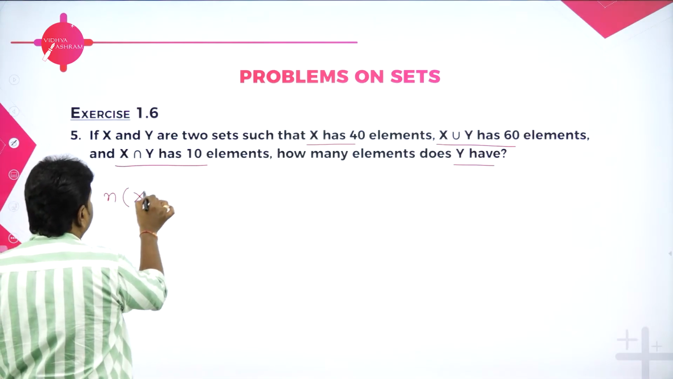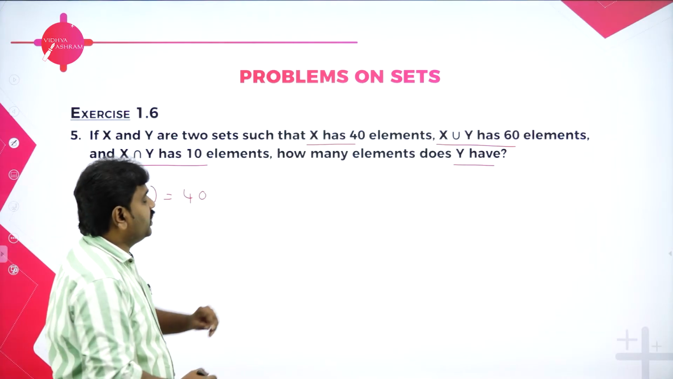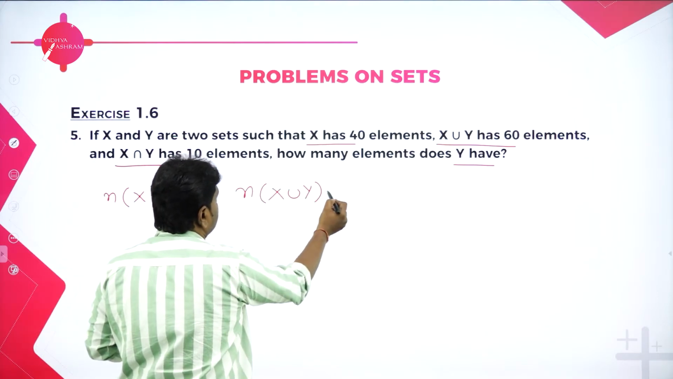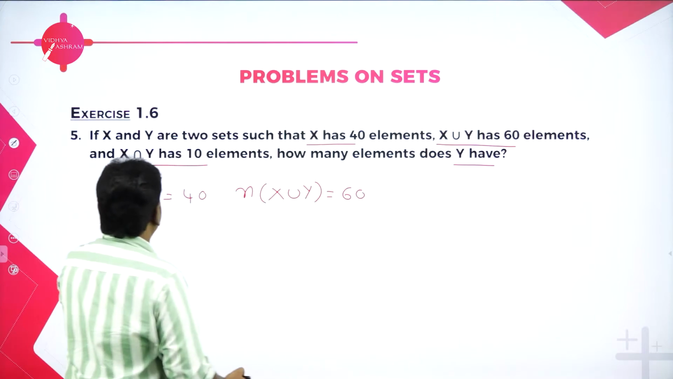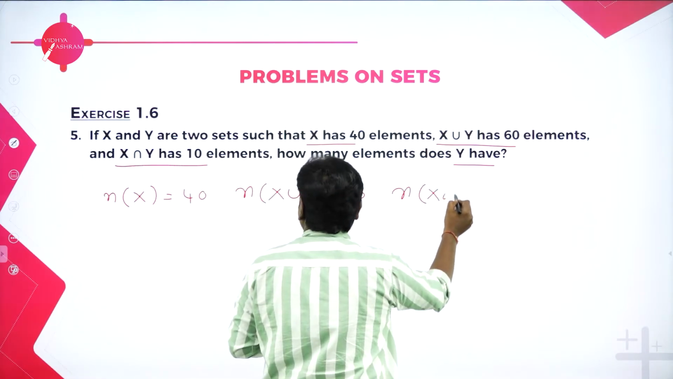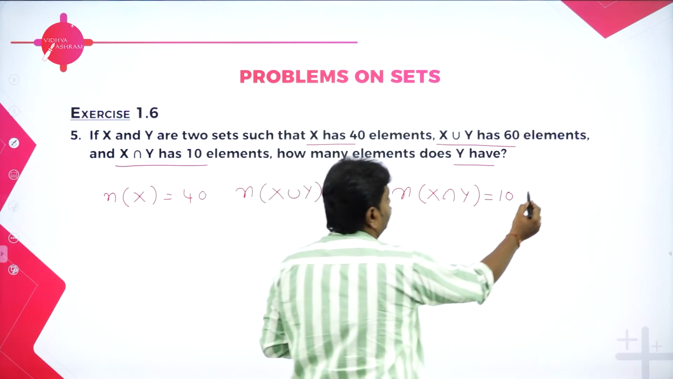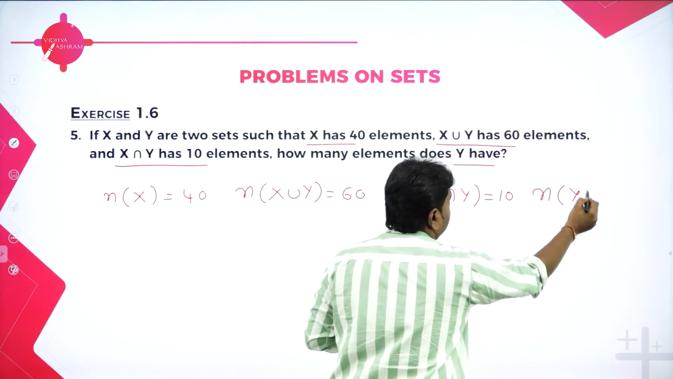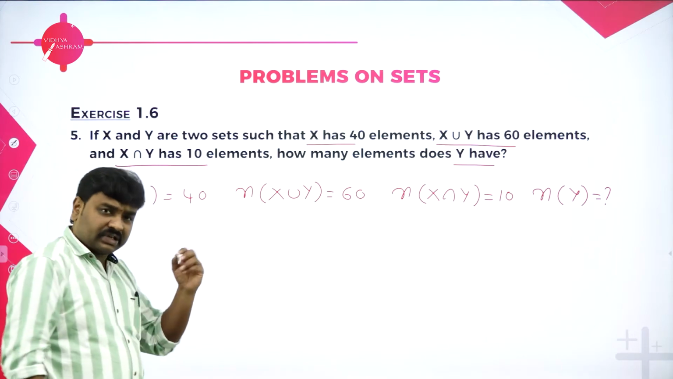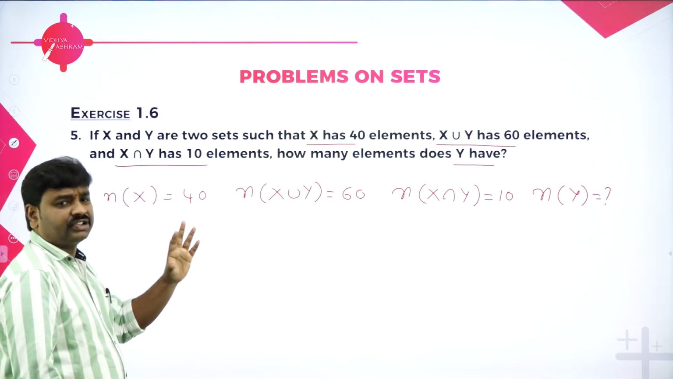N of X, they give 40. N of X union Y, they give 60, and N of X intersection Y, they give 10. Now they want you to find N of Y. So use the N of X union Y formula or the X intersection Y formula and rearrange any one.